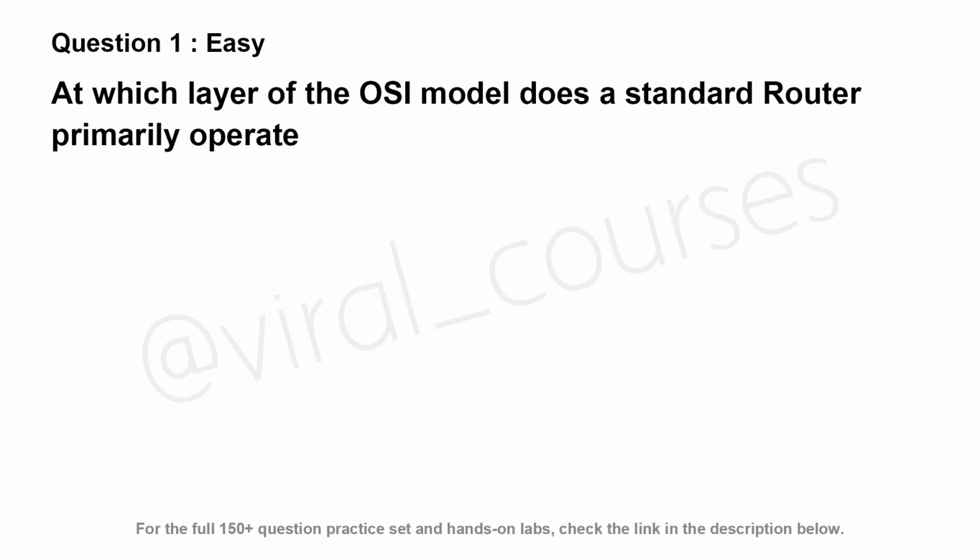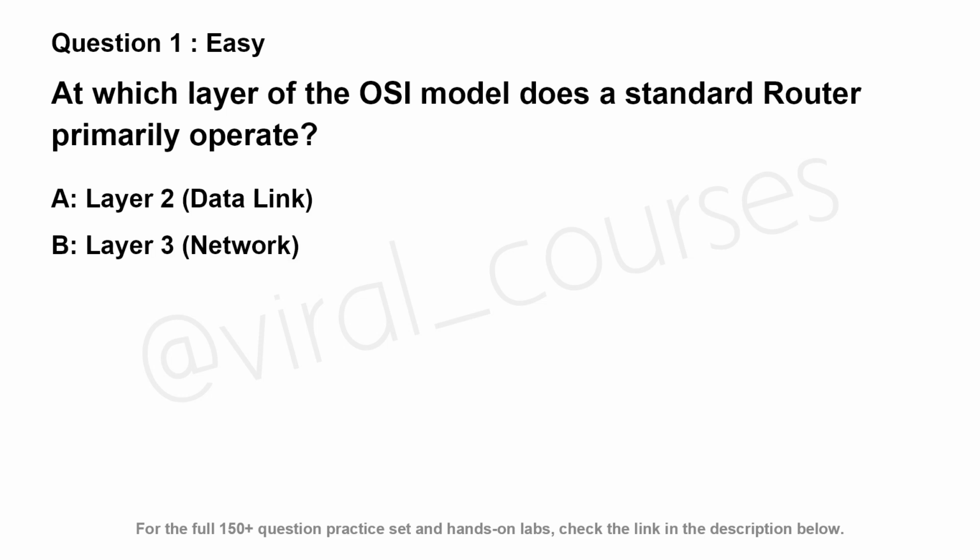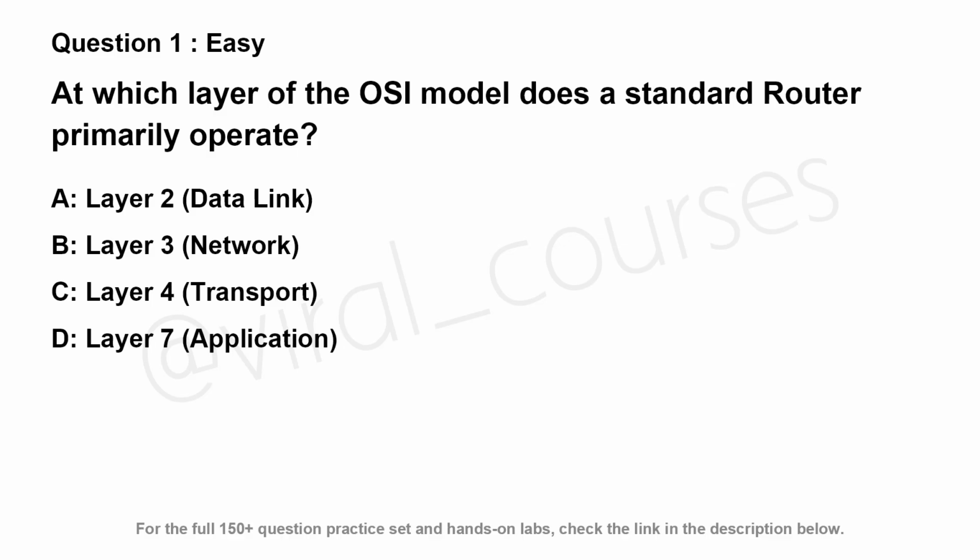At which layer of the OSI model does a standard router primarily operate? Option A, Layer 2, Data Link. Option B, Layer 3, Network. Option C, Layer 4, Transport. Option D, Layer 7, Application.